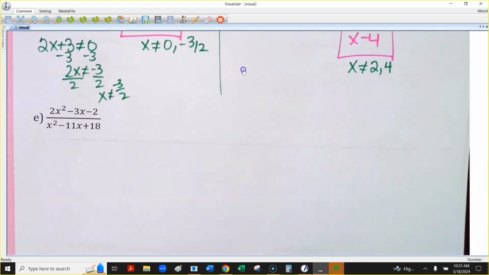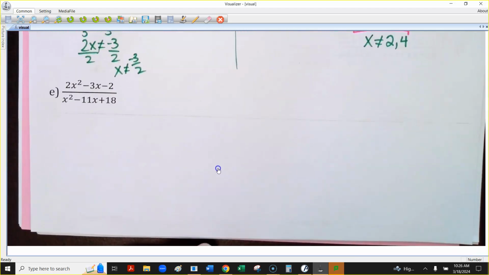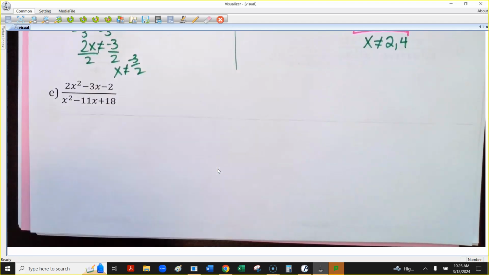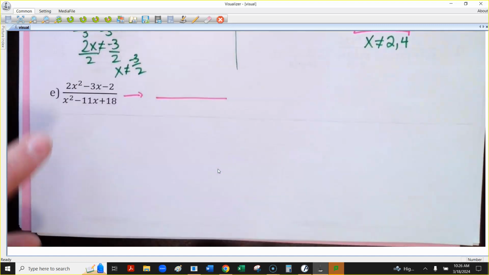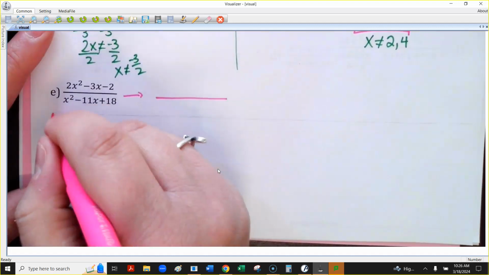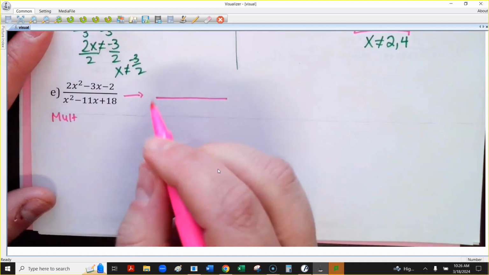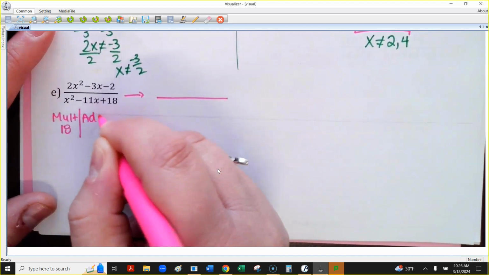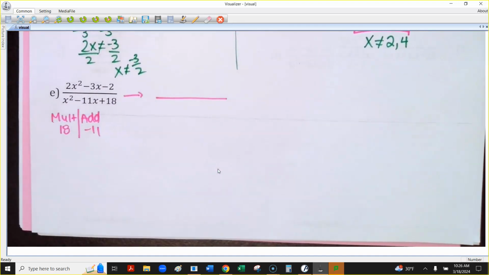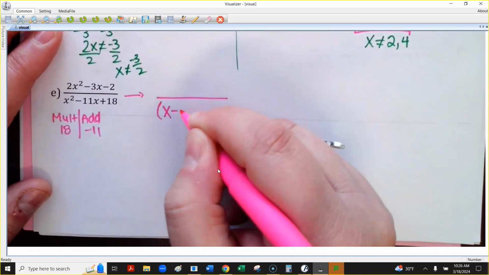Okay. Now, the one at the bottom, this is probably the worst because the top of that has a number in front of the x squared. So let me just see if you guys could factor the bottom of this real quick, and then I'll do something to the side. Just looking at the bottom, I just have an x squared minus 11x plus 18. So I would want to multiply to get 18, add to get negative 11. Yes. Okay, so x minus 9, x minus 2.